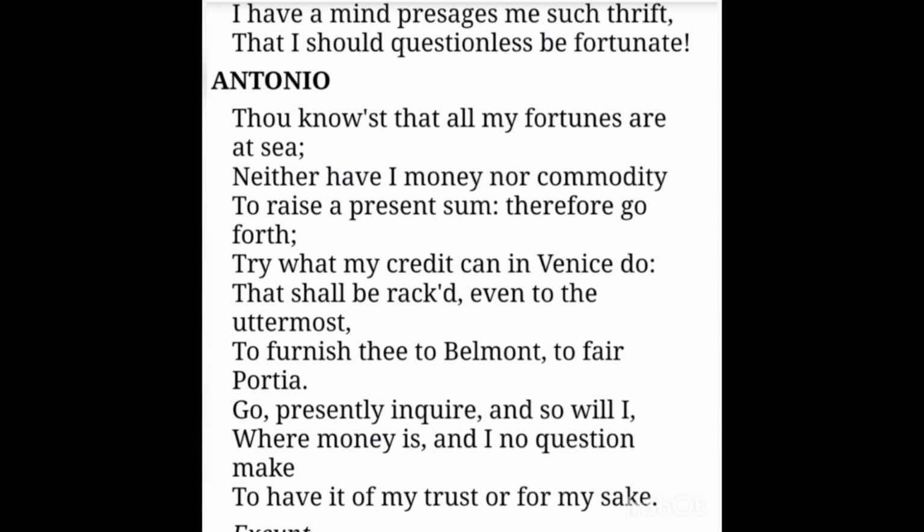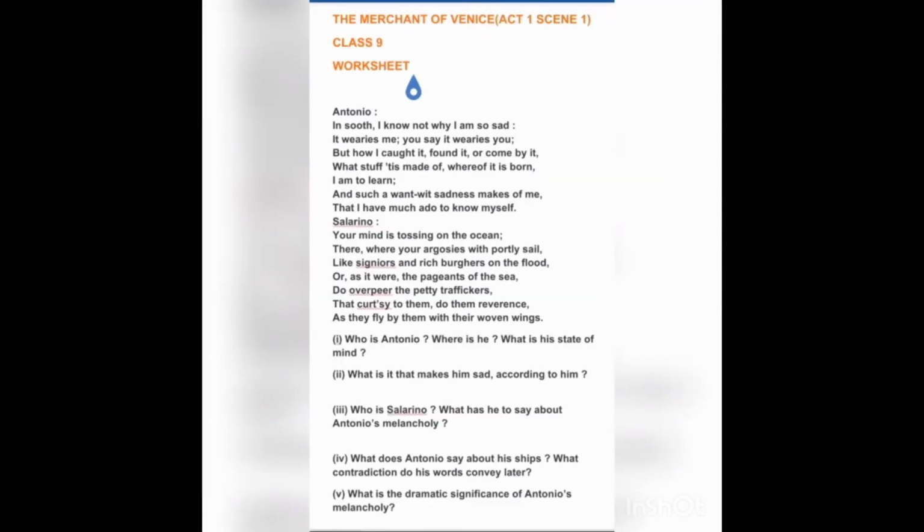Go presently inquire, and so will I, where money is, and I no question make to have it of my trust or for my sake. He says, go ask around to find somewhere you can borrow some money, and so will I. And I'm certain that people will lend me money either for my own sake or for the sake of my business. Right? With this, he promises to help Bassanio, that he will lend that money to Bassanio so that he could go to Belmont to woo fair Portia in the lottery of caskets.